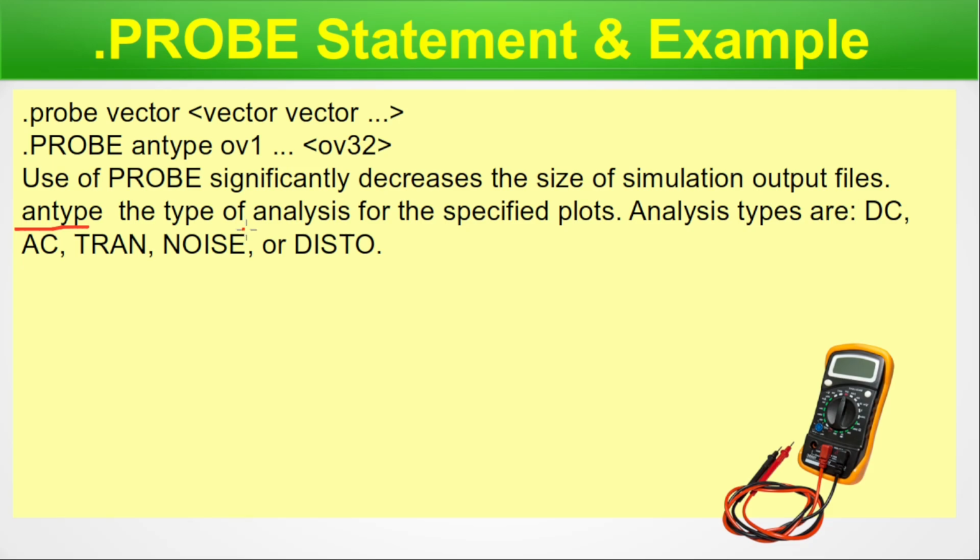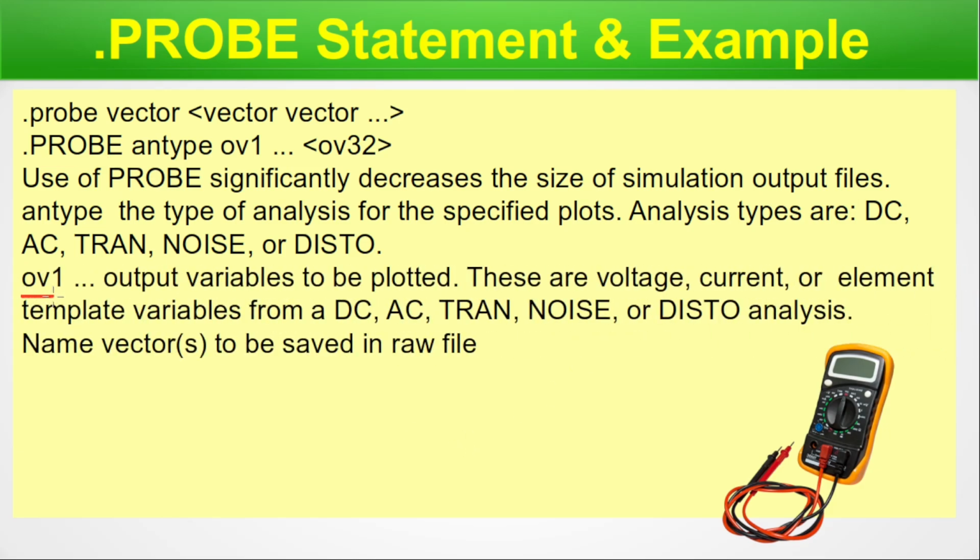Analysis type is the type of analysis for the plot, like we do the analysis DC, AC, transient, noise, or distortion. So all these types of analysis we do. The analysis type has to be specified along with the probe. You have to remember. Next, OV1, the output variables to be plotted. As I mentioned, these are the output voltages, currents, etc. So these are output variables. These are voltage, current, or element template variables from a DC, AC, transient, noise, and distortion analysis.